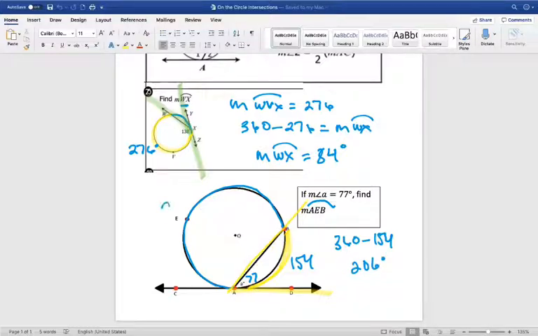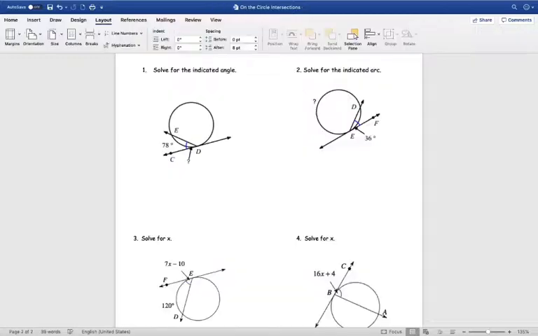So this angle, or this arc over here, is 206 degrees, which is answering that question. All right, I'm going to go to the other page that has a few more examples as well. That'll be a separate deal, just a sec. Okay, a few more examples.